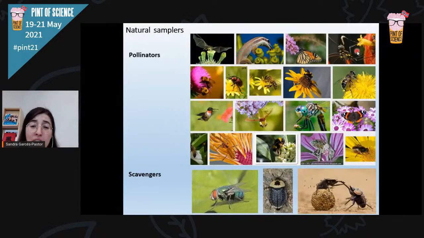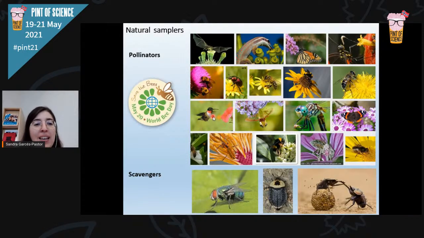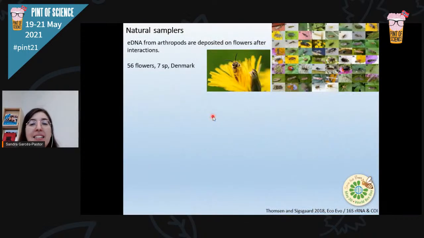And continuing with some invertebrates, I'm going to talk about the pollinators, that not all of them are only arthropods. We also have some vertebrates like bats and birds. But today it's World Bee Day, and I'm going to tell you about one of the studies that is related to pollinators. This is a study that was done in Denmark, and what they did is they sampled 56 flowers of 7 different species.